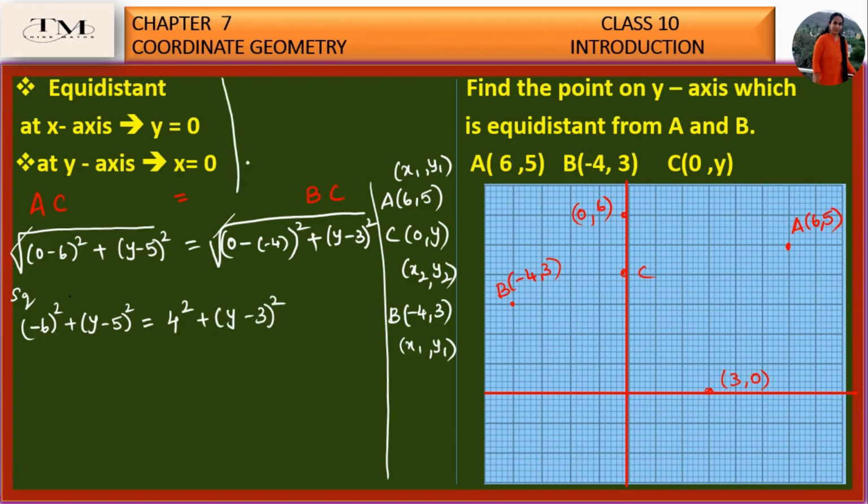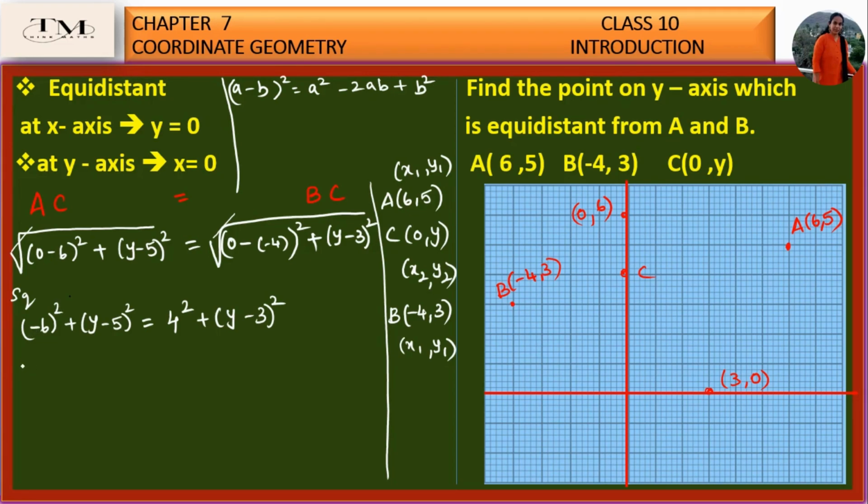I think you all know the formula for (a minus b) whole square. What is that? a square minus 2ab plus b square. So this is the formula for (a minus b) the whole square. We are going to apply this formula here. Now first, what is minus 6 whole square? Minus square is positive.